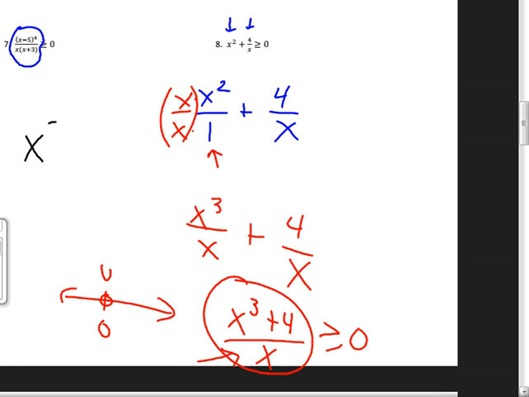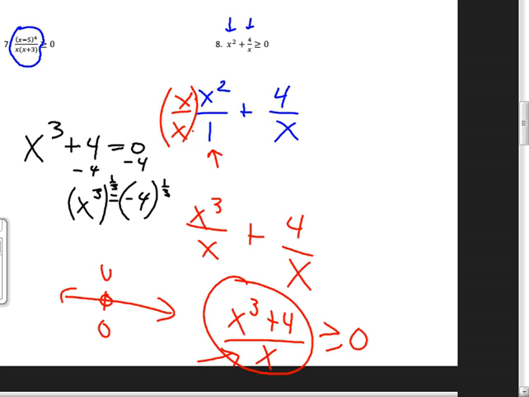Can x to the third plus 4 equal 0? It's just a little math problem. So you subtract 4 from both sides. X to the third equals negative 4. Can that possibly happen? With something cubed, you can have a negative. So yes, there is a way to make the top 0. So I go, how do I get rid of this cubed? You can put it to the 1/3 power, also known as cube root. And I'd have x equals the cube root of negative 4. Whew, that's nasty.